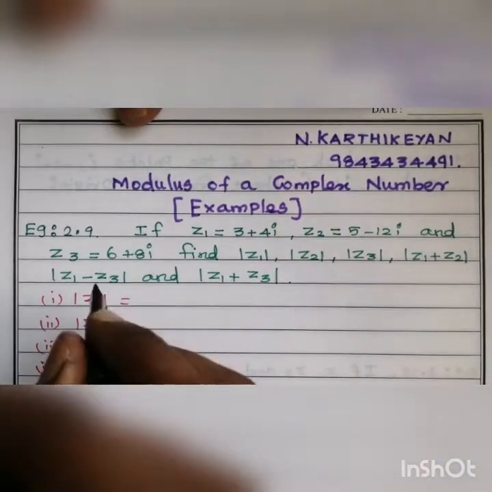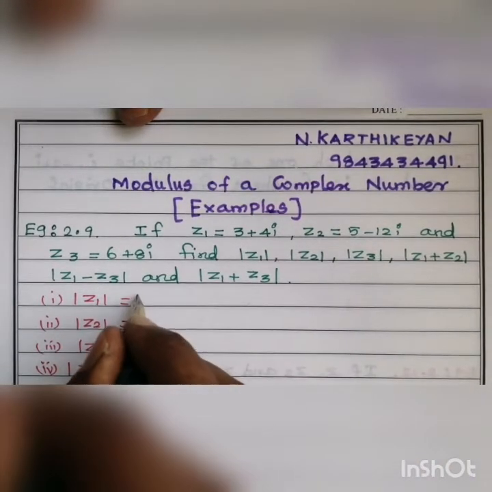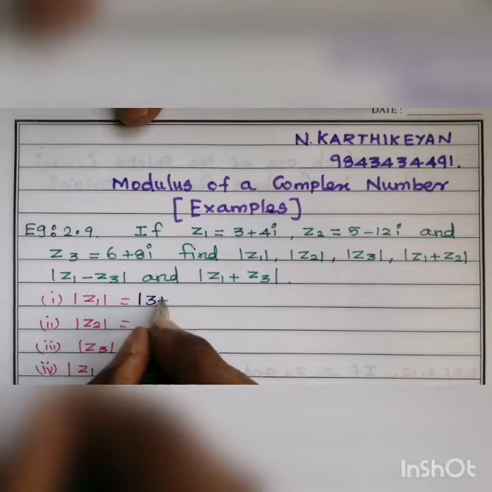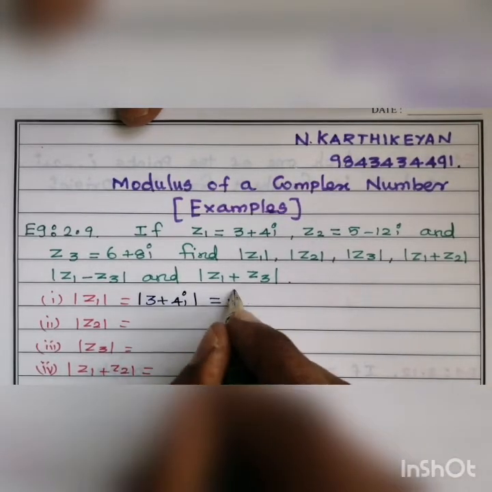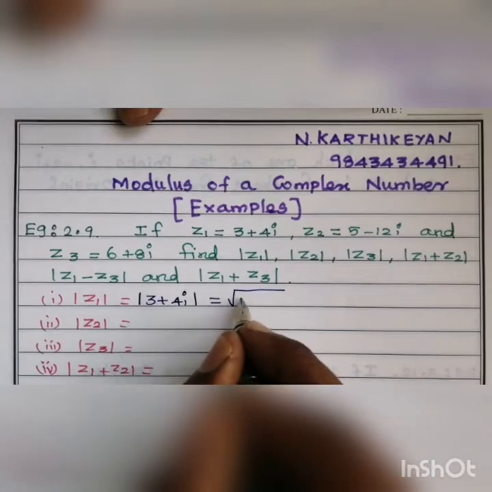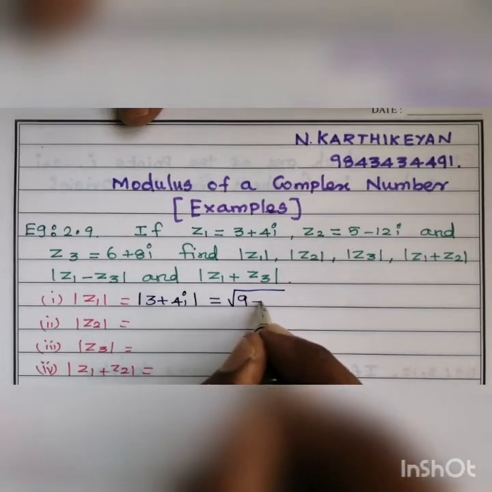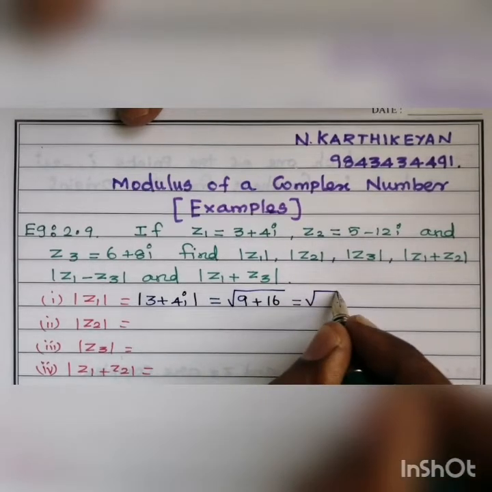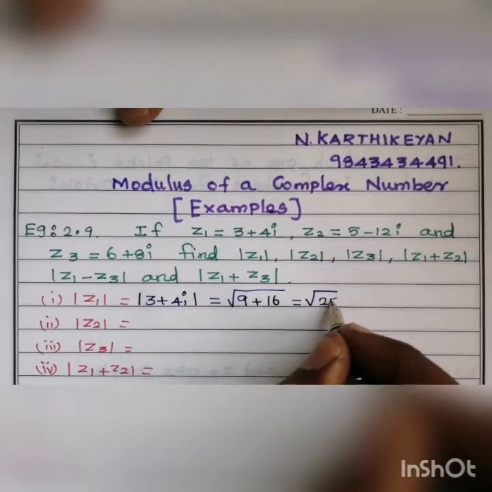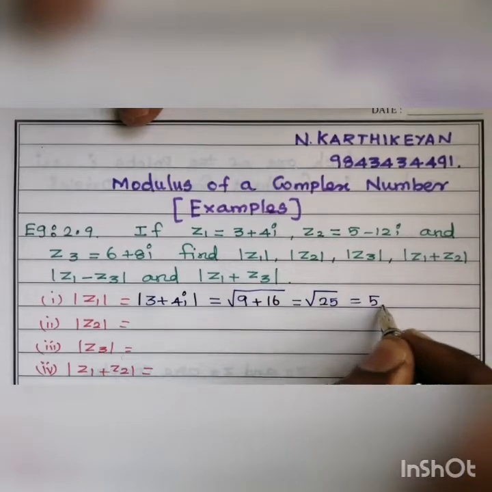Okay, the first one, modulus of z1. That is modulus of 3 plus 4i. So modulus of 3 plus 4i is nothing but square root of real part the whole square, that is 3 3s are 9, plus imaginary part the whole square, that is 16, that is equal to square root of 25, that is equal to 5.